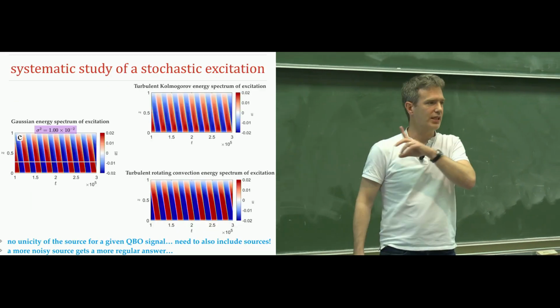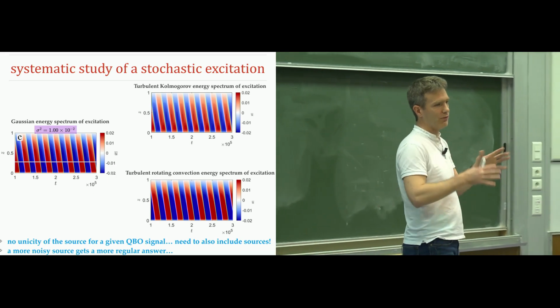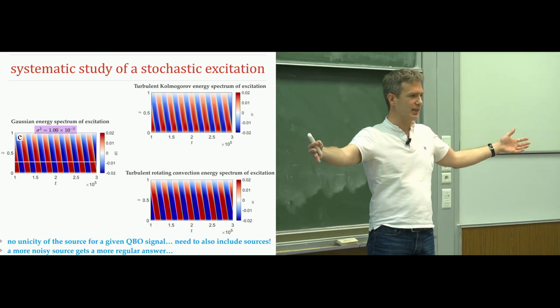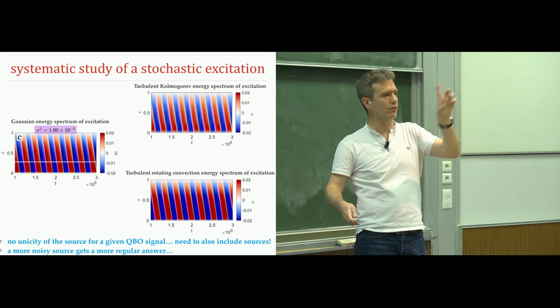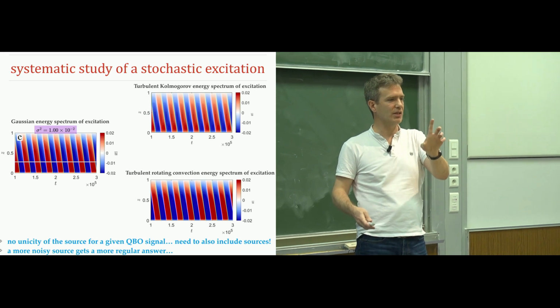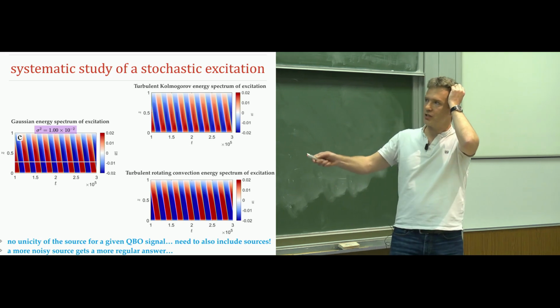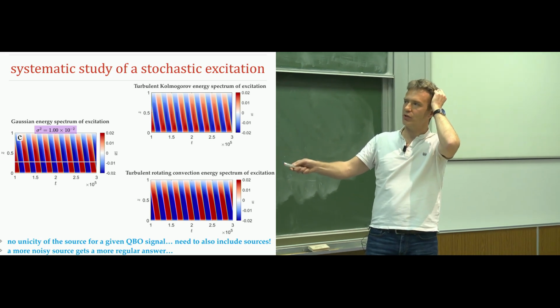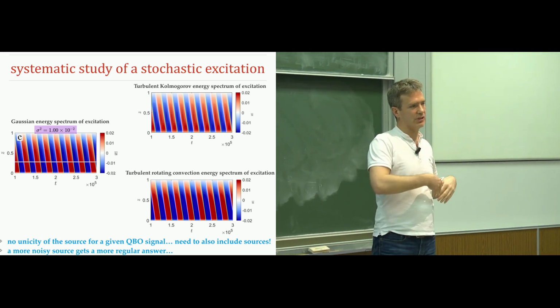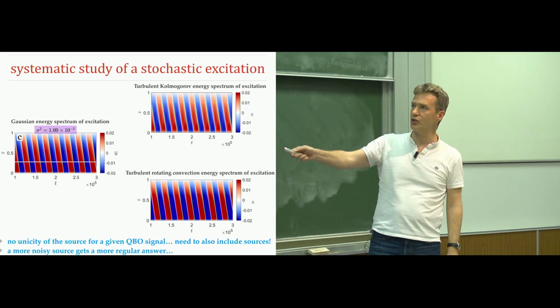OK, so I told you that the most important point when you have a turbulent spectrum of excitation of the waves are the higher frequency waves. So it means that you don't really care about your spectrum of excitation. And those are 3 examples of the QBO you get from various types of turbulent spectra. It's a Gaussian turbulent spectrum.